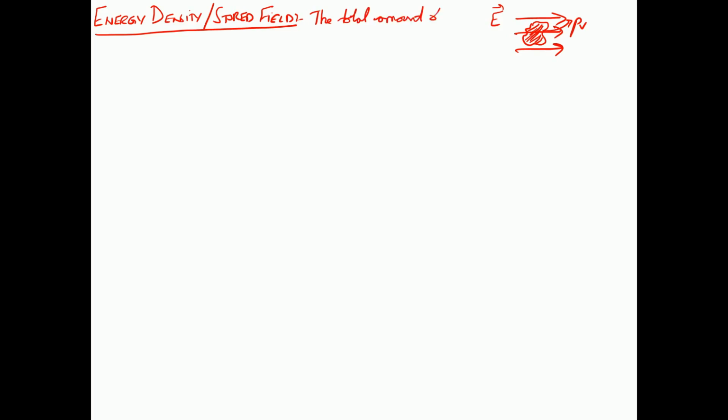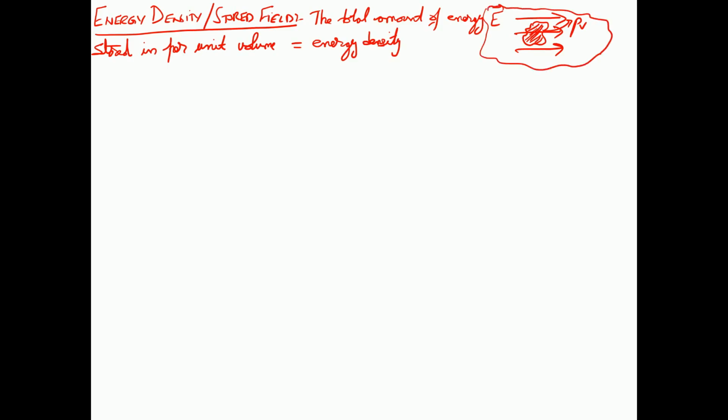amount of energy stored per unit volume, which is known as energy density. So if we have a region such as this and we want to see how much energy is confined in a small area, we can define it as energy density, which is basically the total amount of energy inside this area per unit volume.